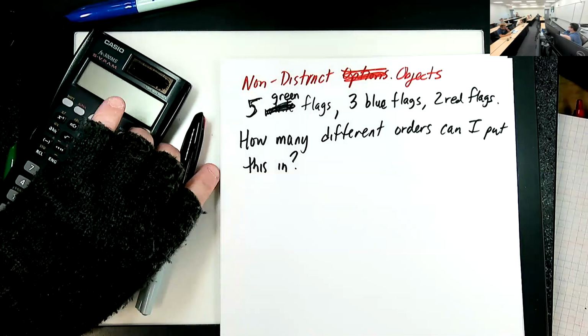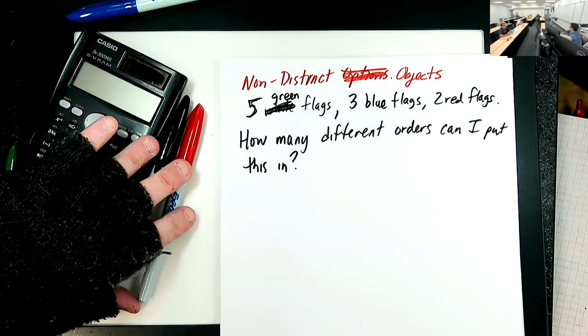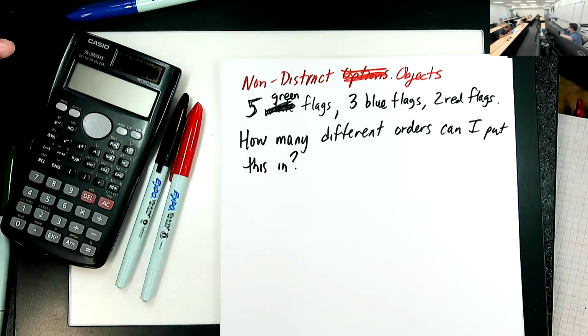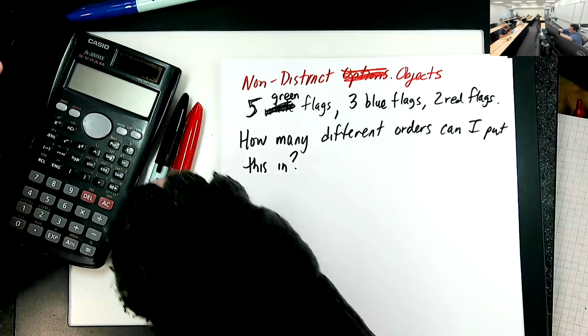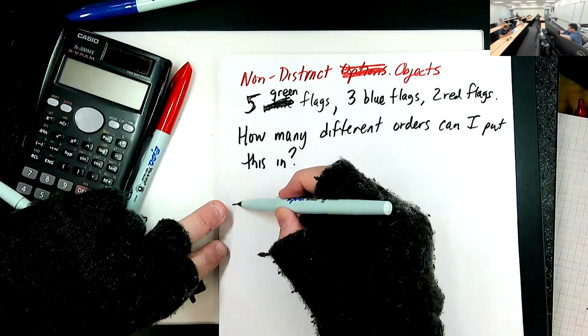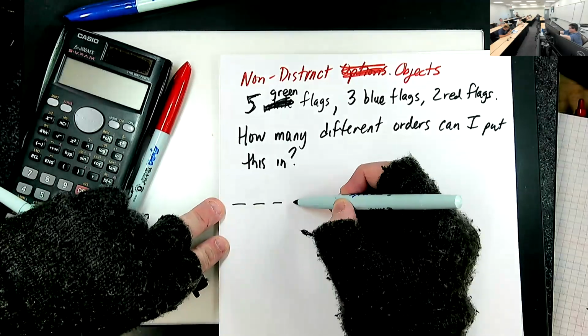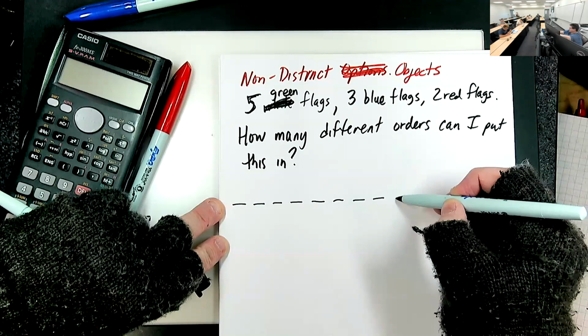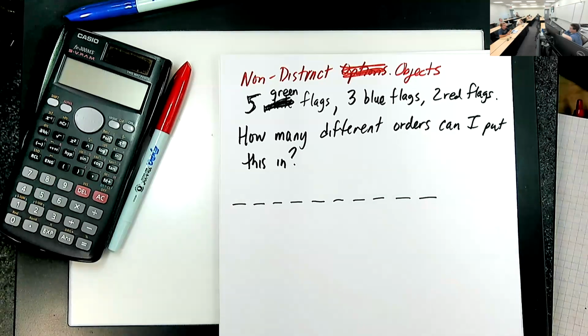It's unlikely you're going to memorize the formula, so I'll show you a way of reasoning it out. So how many flags is it? That's 10 flags, right? 1, 2, 3, 4, 5, 6, 7, 8, 9, 10. I'm going to put in 10 flags.